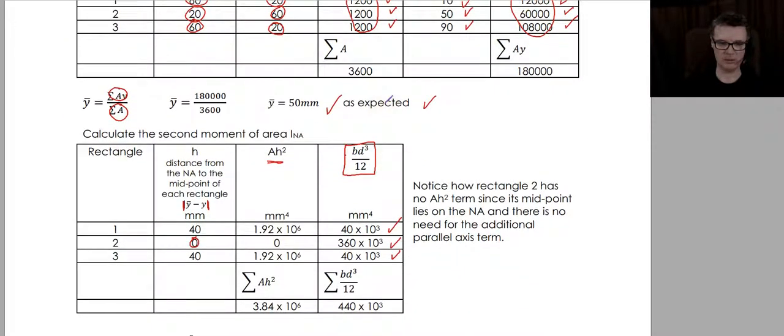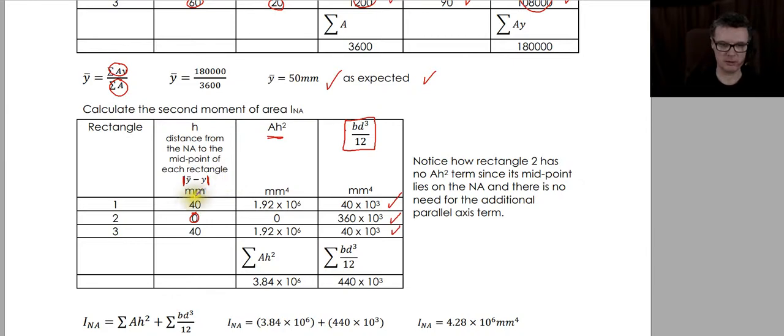Right, so we've got some 40s here. And then we've got a times h squared. So we've got some terms there, but we have no parallel axis theorem because we're not moving it from its natural, if you like, neutral axis.